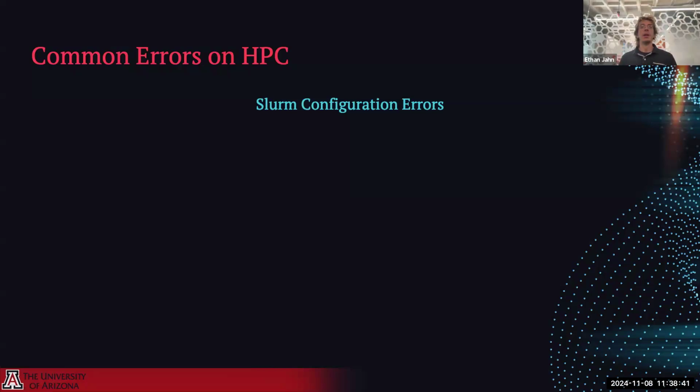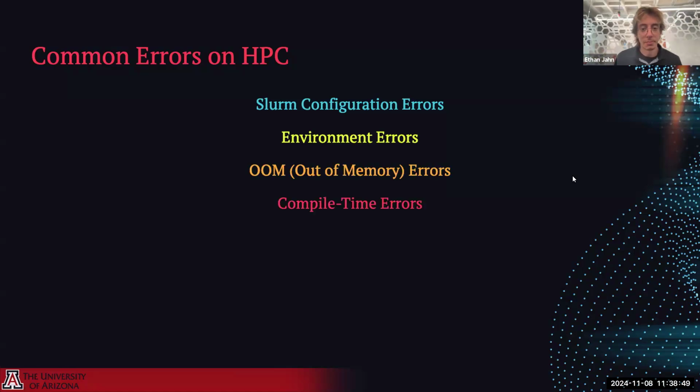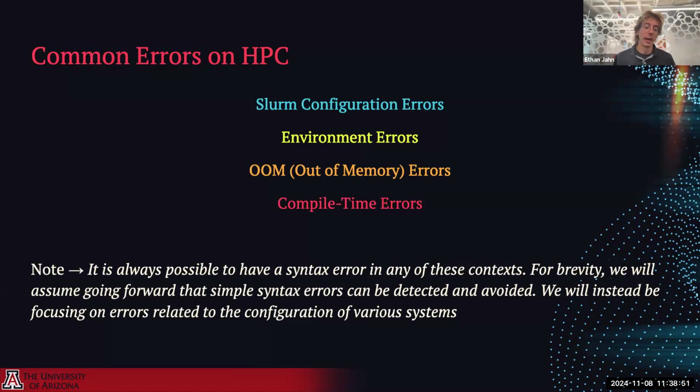Now we're going to talk about actual errors that you might run into while you're using the HPC. So Slurm configuration errors, environment errors, out-of-memory errors, file type errors, etc. And as we talked about before with syntax errors, it's always possible to have a syntax error in any of these contexts. For brevity, we're going to just assume that these can be detected and avoided. Instead, we're going to focus on errors related to the configuration of these systems.